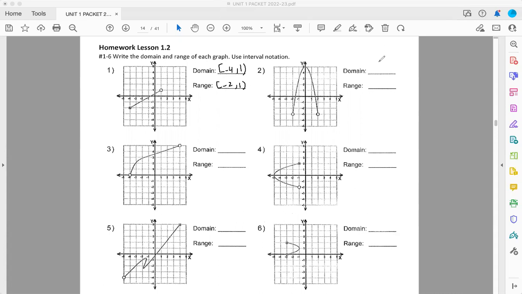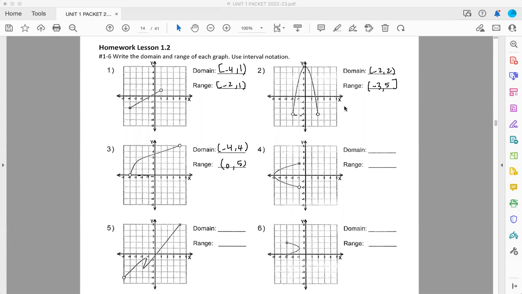For number 2, the domain is between -2 and 2 open. The range is from -3 open, so 3 here, not included, all the way up to 5. 5 is closed because you can reach 5. For number 3, the domain, from left to right, is -4, comma 4 open, and the range is from 0 to 5, also open. You don't reach 0 down here, and you don't reach 5 up there.